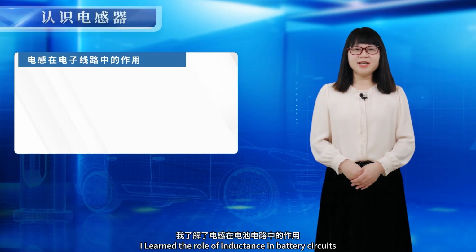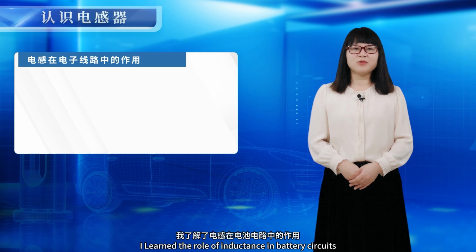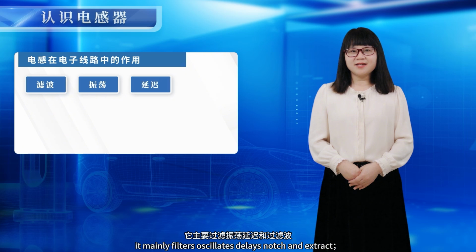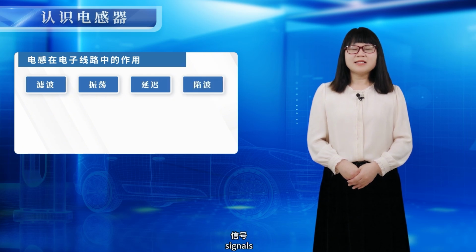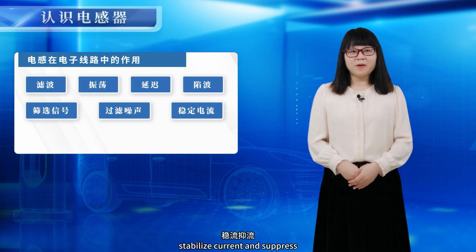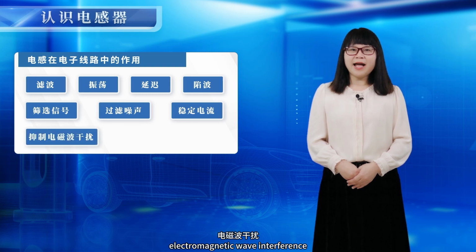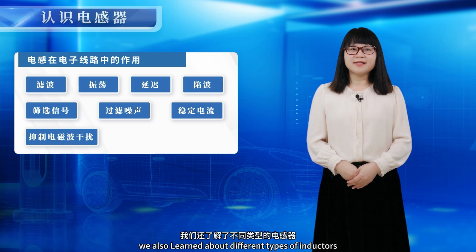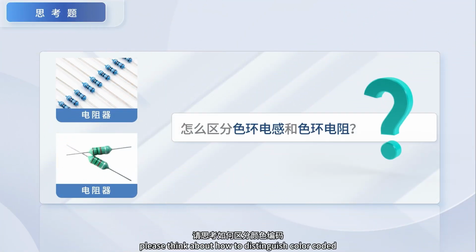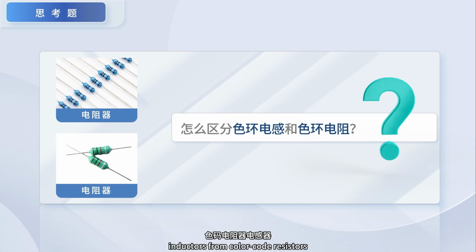In this class, we learned the role of inductance in circuits. It mainly filters, oscillates, delays, notches, and extracts signals, filters noise, stabilizes current, and suppresses electromagnetic wave interference. We also learned about different types of inductors. After class, please think about how to distinguish color-ring inductors from color-ring resistors.